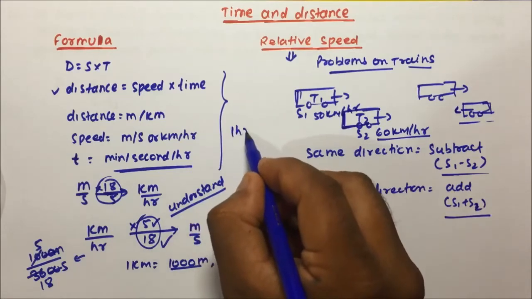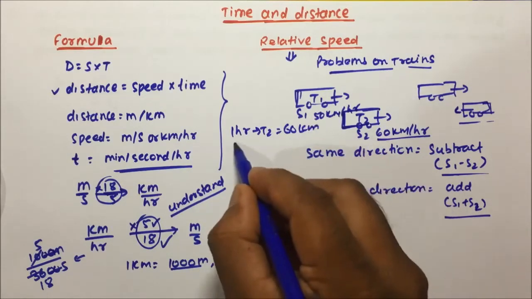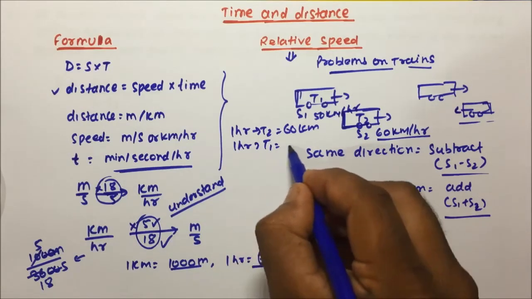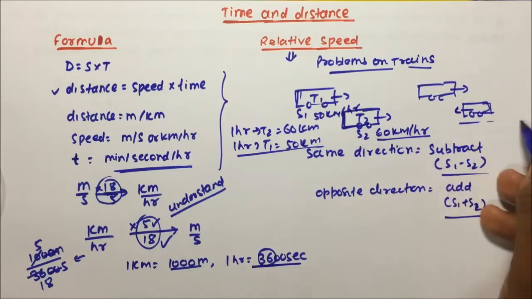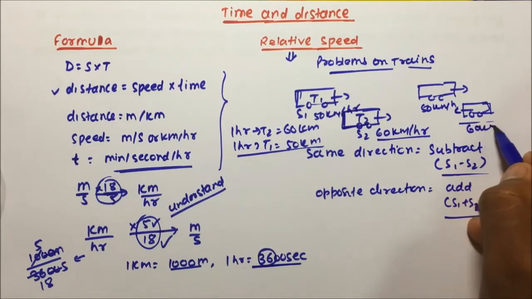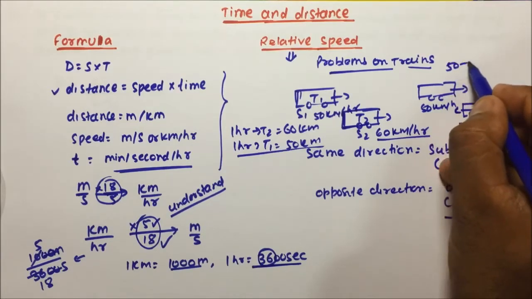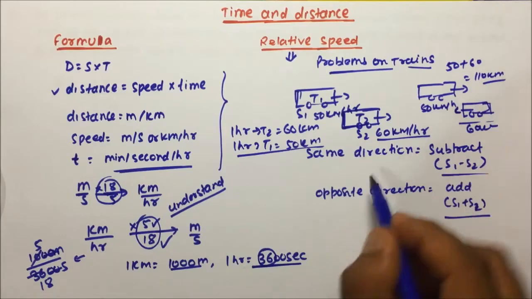That means, in 1 hour train 2 will cover 60 km, whereas in 1 hour train 1 will be able to cover 50 km. So just a 10 km gap will be there. But here, suppose 50 km per hour and 60 km per hour. In 1 hour this will go 50 and this will go 60. So they will be 110 km apart. So that is the only reason.